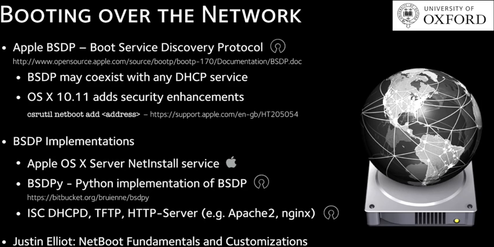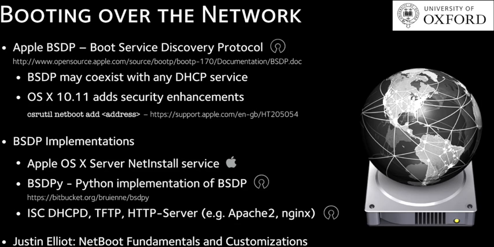Then there is the option to configure it entirely yourself with just a standard ISC DHCPD. You need TFTP to download the kernel. Then you can choose whatever you like, HTTP, HTTPS, and NFS to download the rest of your base image. This is what we configured in Oxford. That works also across subnets. All of this works across subnets.